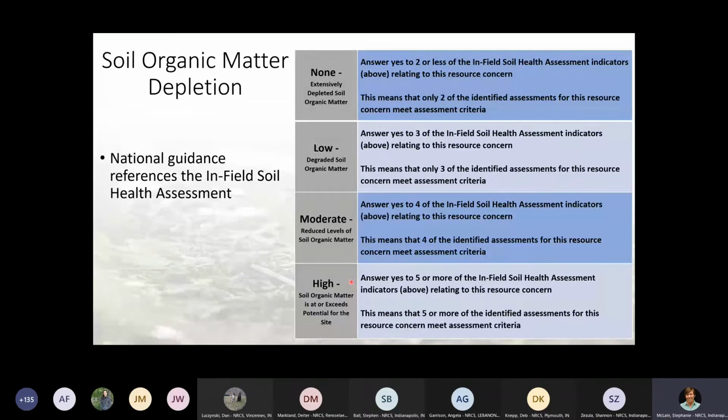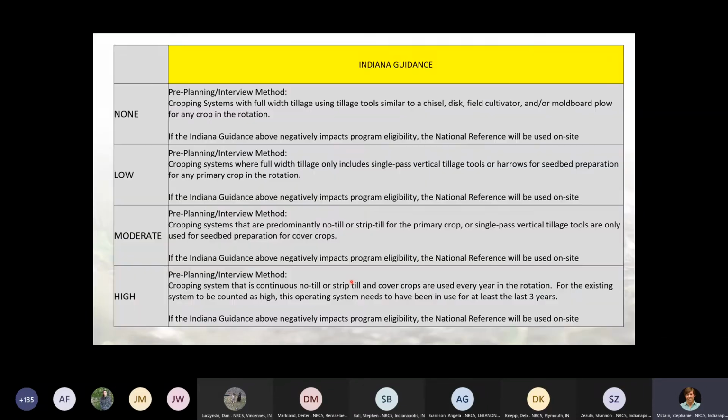And so hopefully we are going to fine tune this process. I identified 6 assessments that can be done on 3 of the 4 soil health resource concerns. And so this will be an interesting process if we need to do this in this pre-planning process with CART. Again, our guidance here for the none, low, moderate, and high is to follow our interview method that we've identified here for those categories.